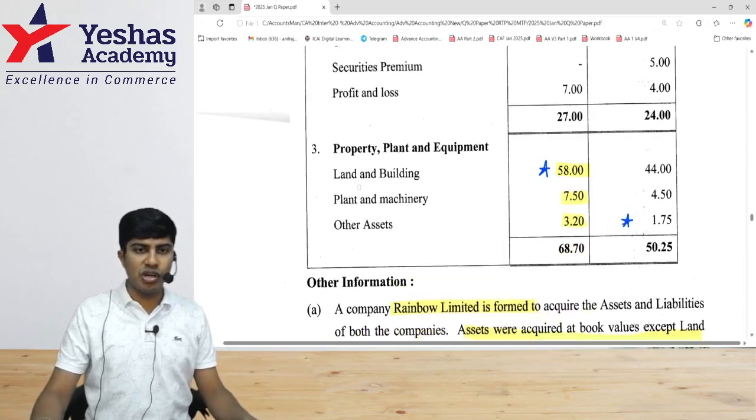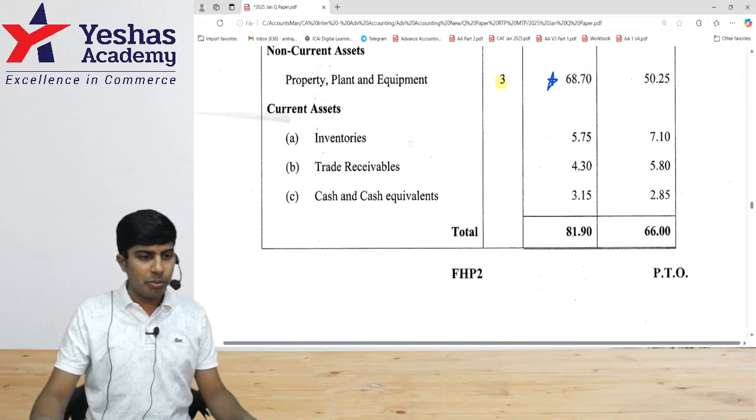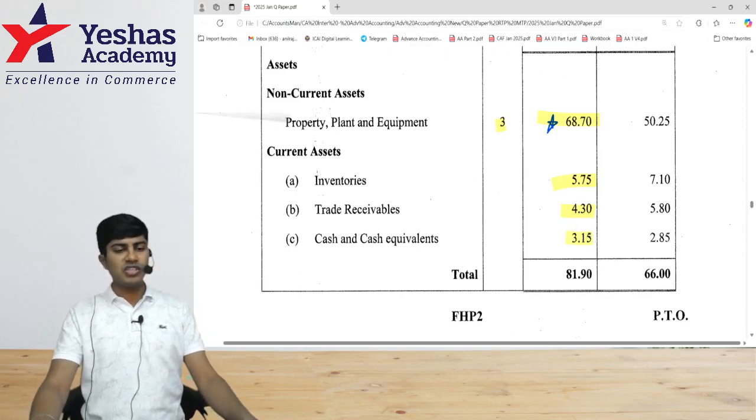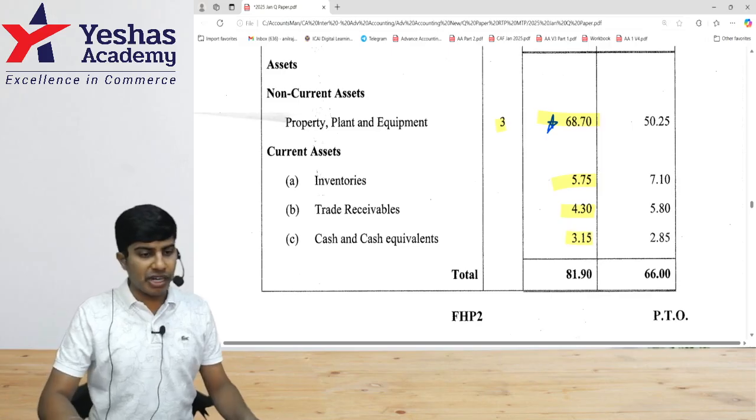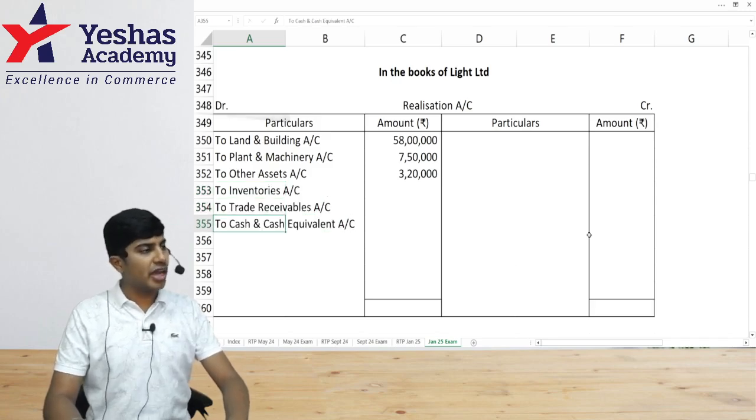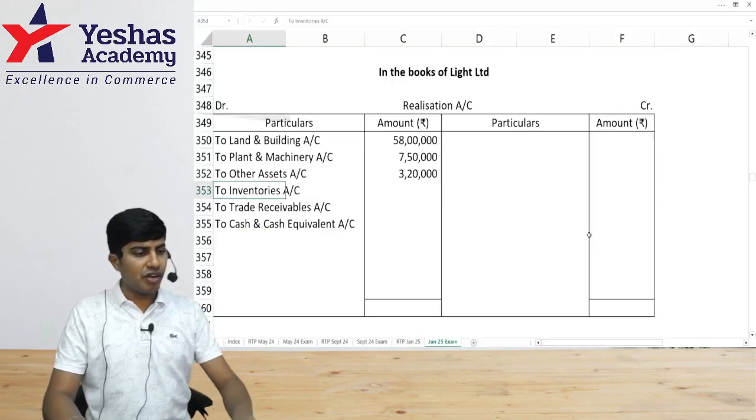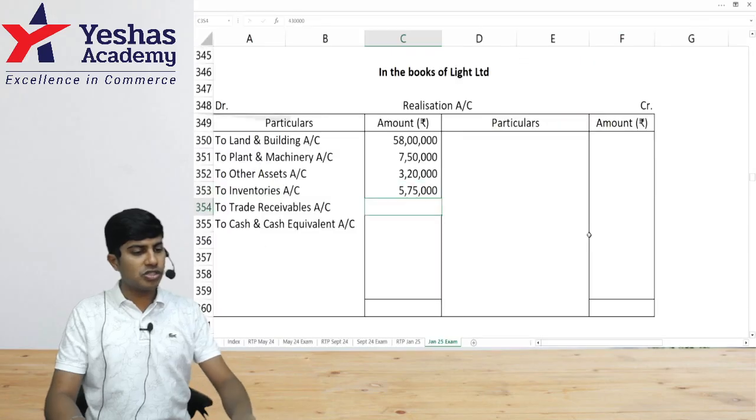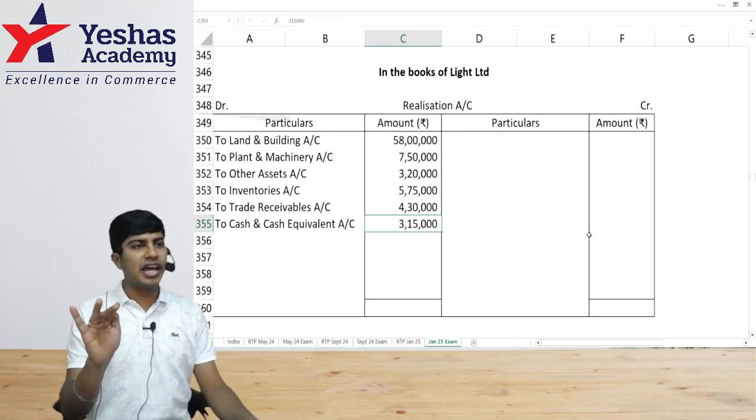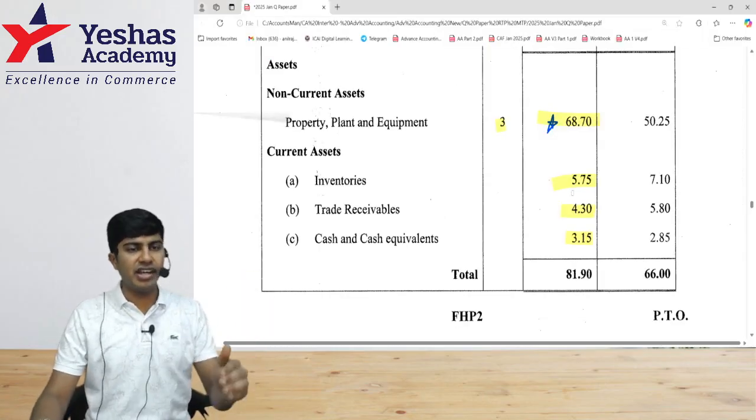So assets are transferred, PPE is transferred. Come to balance sheet here. PPE 68.7, this item done. See the next item. Inventory 5.75, trade receivable 4.3, cash and cash equivalent 3.15. Shall I transfer these 3 items also? Let me transfer. I would write in my realization account debit to inventory, to trade receivables, to cash and cash equivalent. Inventory 5,75,000, trade receivables 4,30,000, cash and cash equivalent 3,15,000. All the assets are transferred. Balance sheet asset side, clean sweep.